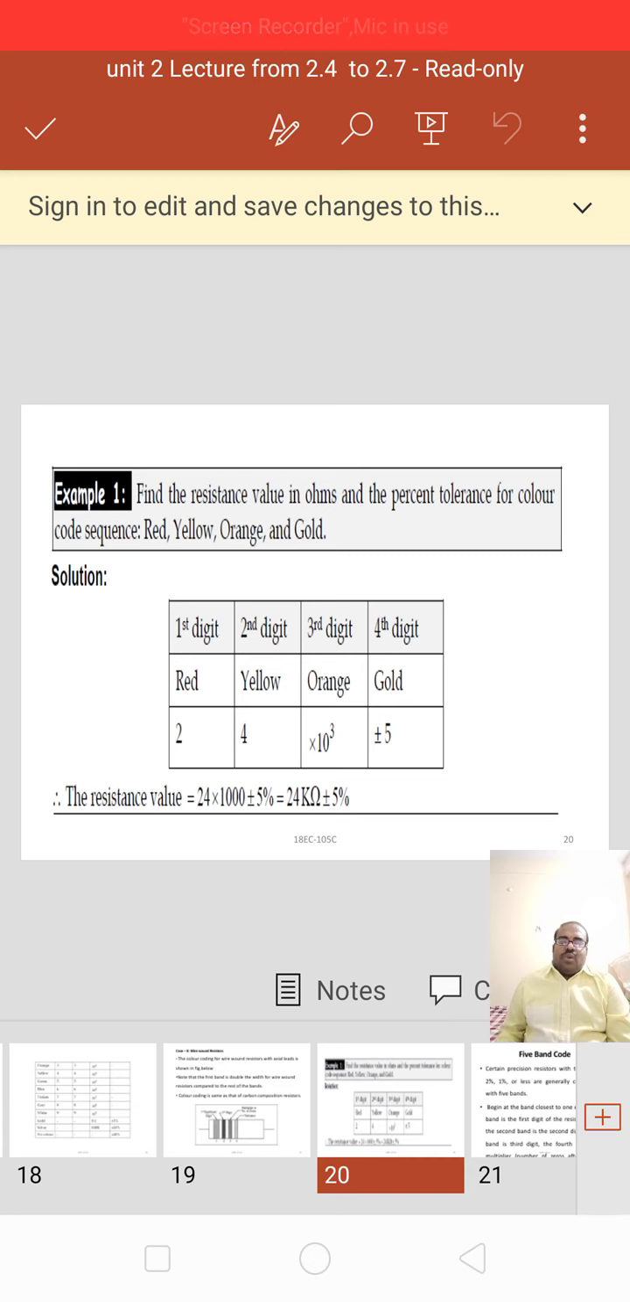That is, 1000 can be taken as kilo. So 24 kilo ohms plus or minus 5%. We can easily remember the color coding values of the table by B.B. Roy, Great Britain, very good wife.